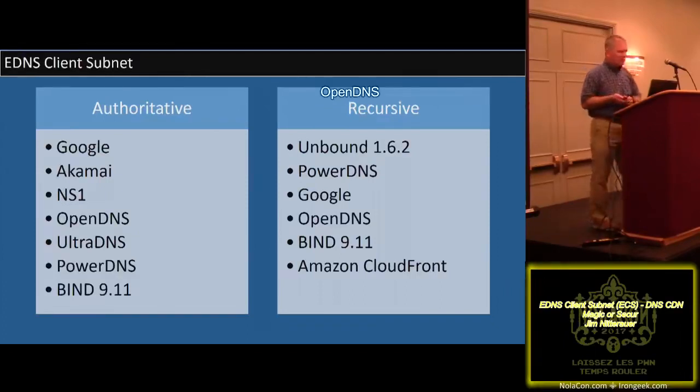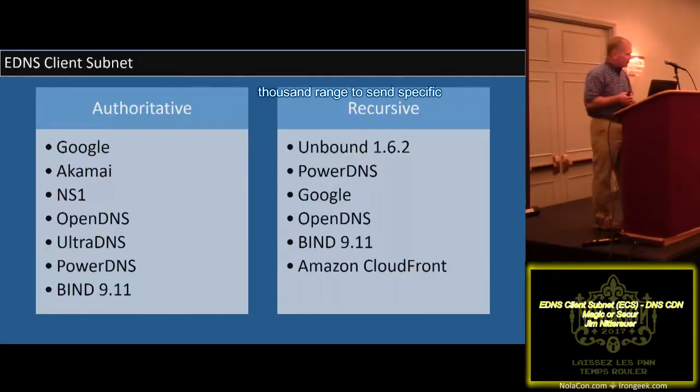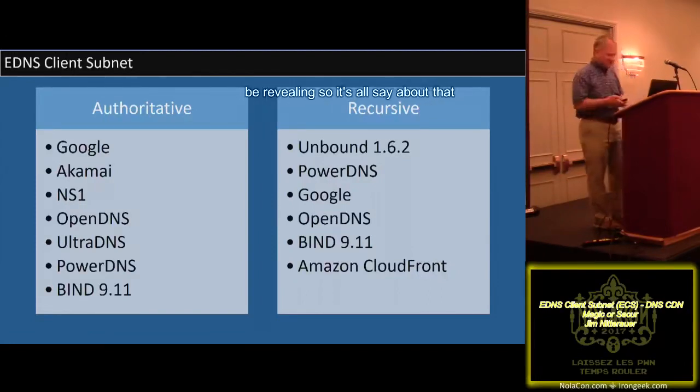These other servers support it as well. OpenDNS, they do some odd trickery. They use two different options in the 22,000 range to send specific information from your particular workstation to their servers if you have the OpenDNS, or what they call the Umbrella client, installed on your machine. So it will actually reveal much more information about the workstation it's installed on than you might want to be revealing. So that's all I'll say about that.